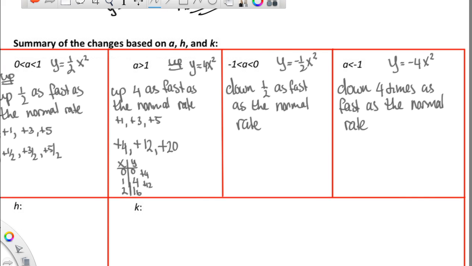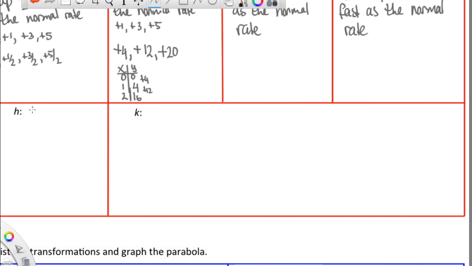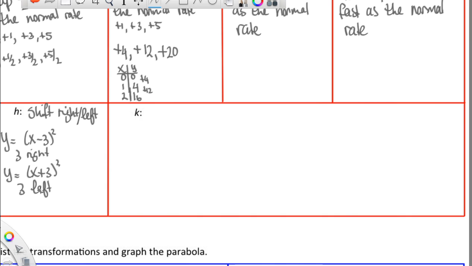Okay, most of this is review, so we've done this before, right? h is a shift right or left. So x minus 3 squared would be 3 right, because it would just be the positive 3, whereas if I wrote x plus 3 squared, it would be 3 to the left, because it would be a negative 3 that we'd have here. So that one's backwards. And then k is a shift up or down. So it's only a shift up or down in the y's. So for example, x squared plus 5 would be up 5 units.